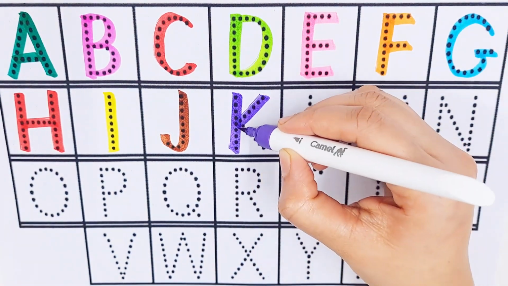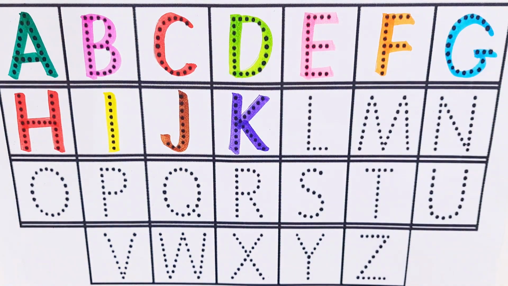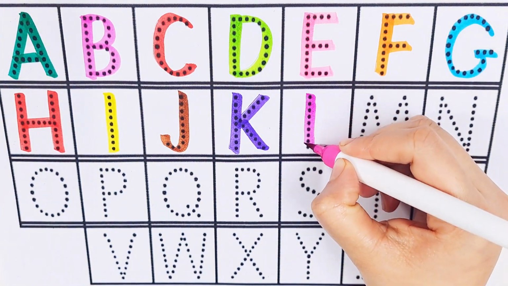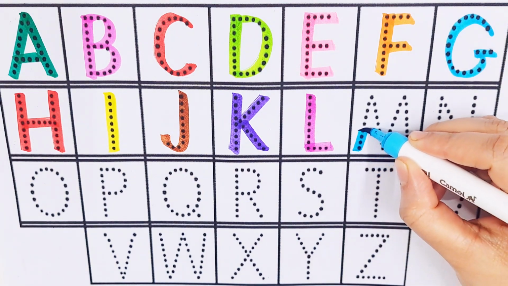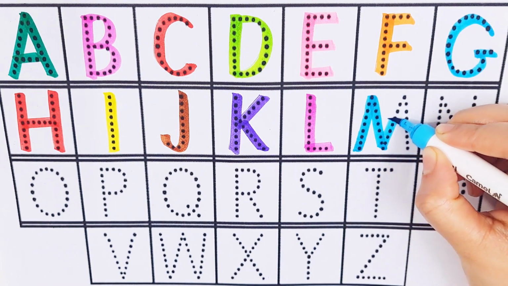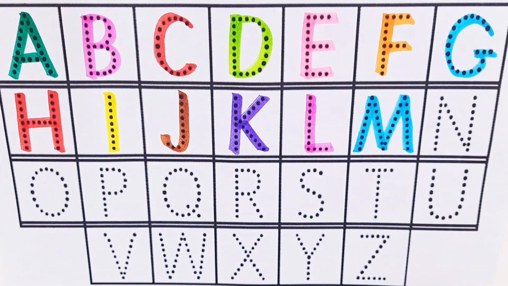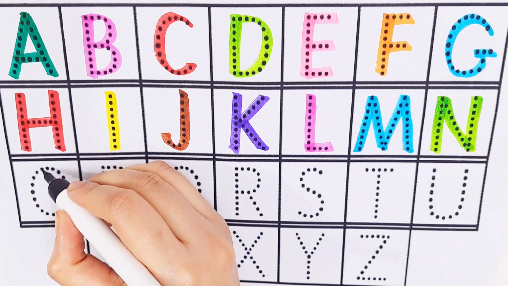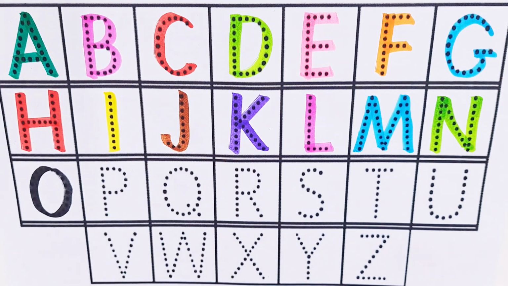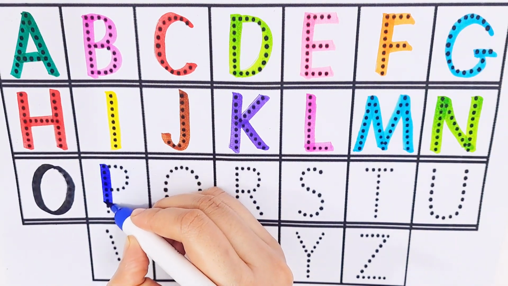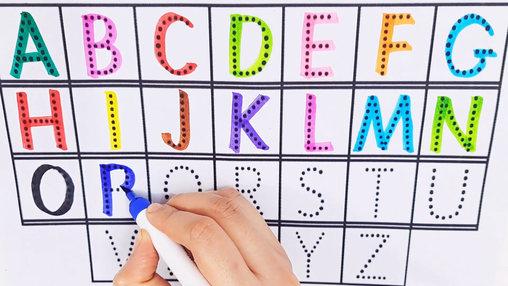K for kiwi. L for lotus. M for moon. N for nest. O for olive. P for peacock.